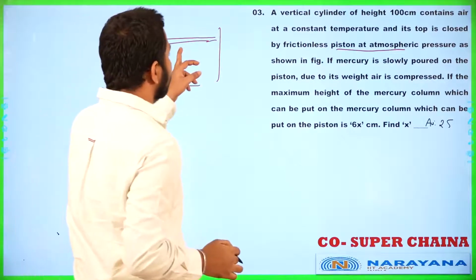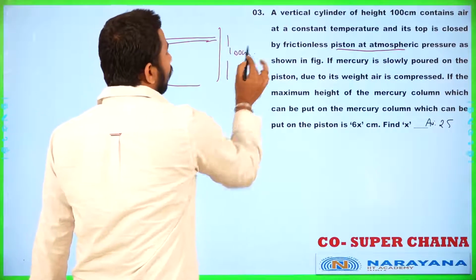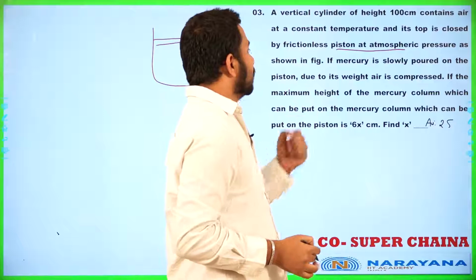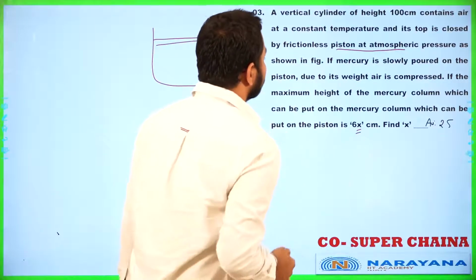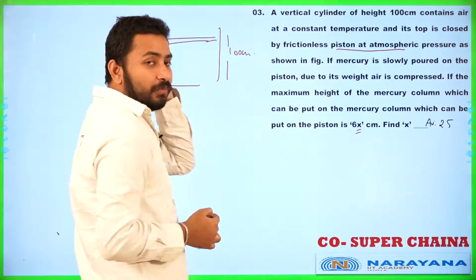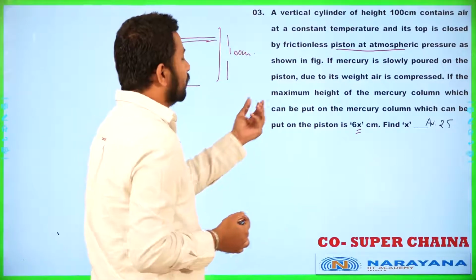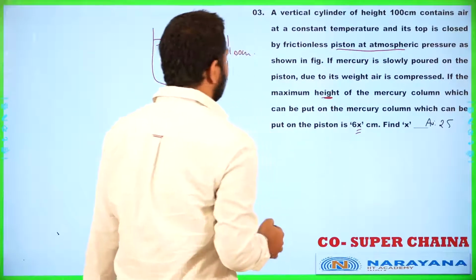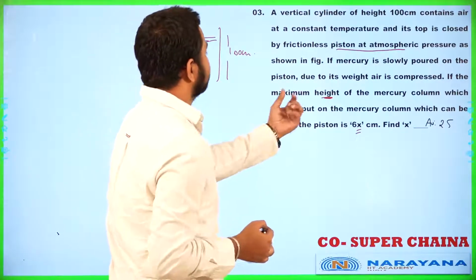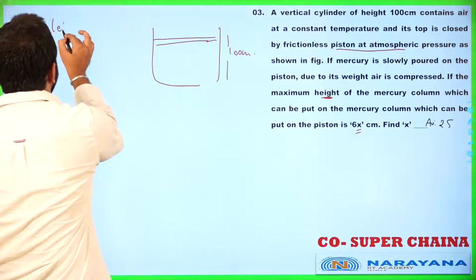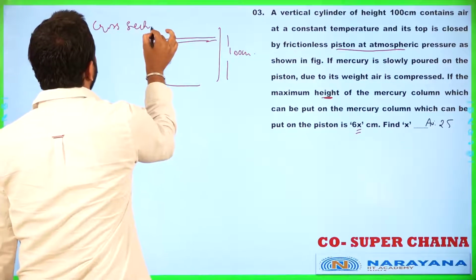Initially, students, the height is 100 centimeter. Now what will happen? You have to calculate the final pressure and the maximum height which this piston can have. Let the cross sectional area be A.